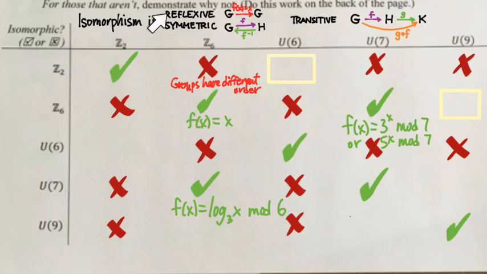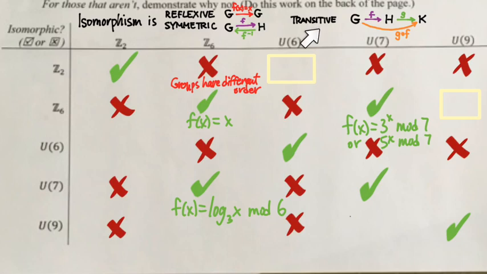So isomorphism is a reflexive relation among groups. Every group is related to itself by isomorphism. Also, isomorphism is symmetric. As soon as we established, for example, that Z6 was isomorphic to U7 via this function, for example, 3 to the x mod 7, we also get automatically that U7 is isomorphic to Z6 just by taking the inverse of this function. And the inverse of the 3 to the x mod 7 function is log base 3 of x mod 6. Right? So given any isomorphism from G to H, its inverse function is an isomorphism from H back to G. So isomorphism is also a symmetric relation.